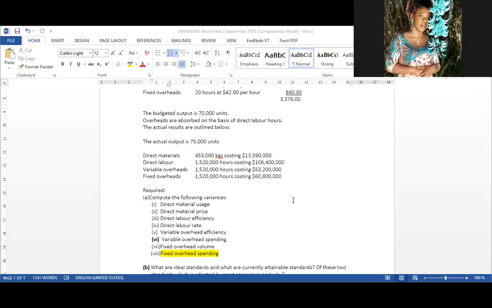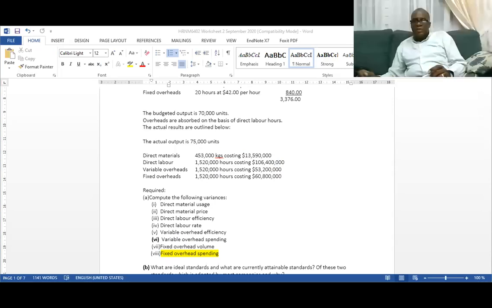So when I looked it up, I saw actual fixed overhead minus budgeted fixed overhead. Or if it is in the right sequence. Okay, so you're saying what, Natasha?